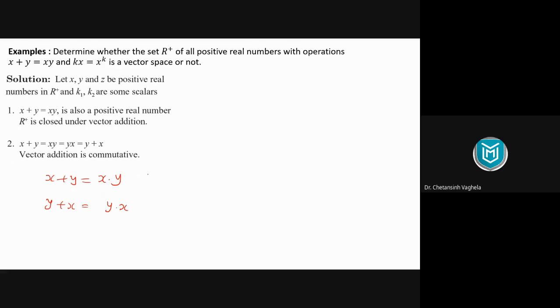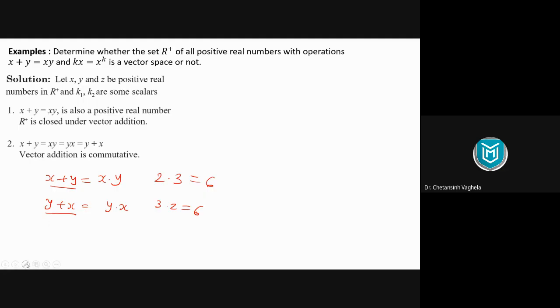Whether you take 2 into 3 or 3 into 2, they both will produce which value? 6. Because it is ordinary multiplication. So x plus y will give you 6. Y plus x will also give you 6. That means x into y and y into x, they both are the same. So x plus y is equal to y plus x. That means the commutative law is satisfied here.